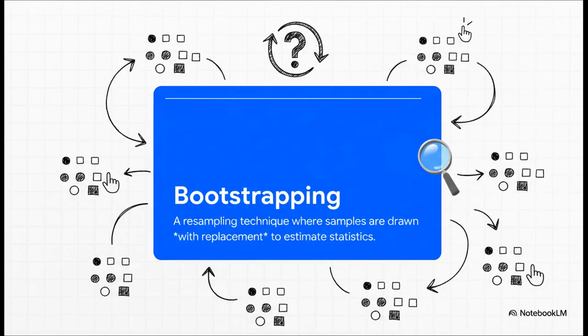And finally, we have bootstrapping. This is a really cool resampling method. What you do is create a bunch of new, fake data sets by just drawing samples from your original one. The trick is you do it with replacement, meaning you could pick the same data point more than once. This is an awesome way to understand the stability of your model and estimate its uncertainty, and it's a lifesaver when you're working with smaller data sets.